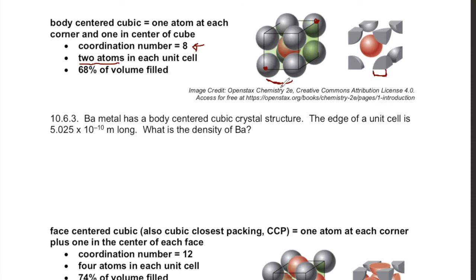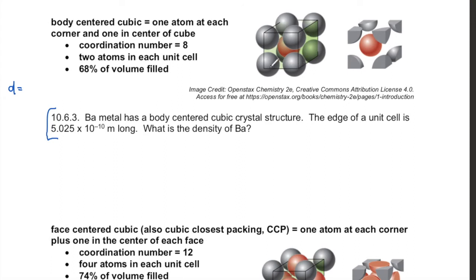And so that's kind of a cool geometry problem. We're not going to do that. If you're interested, you can come by office hours. We can chat about that. But we're not going to figure out the radius. We'll just figure out the density, because we still can figure out the density.